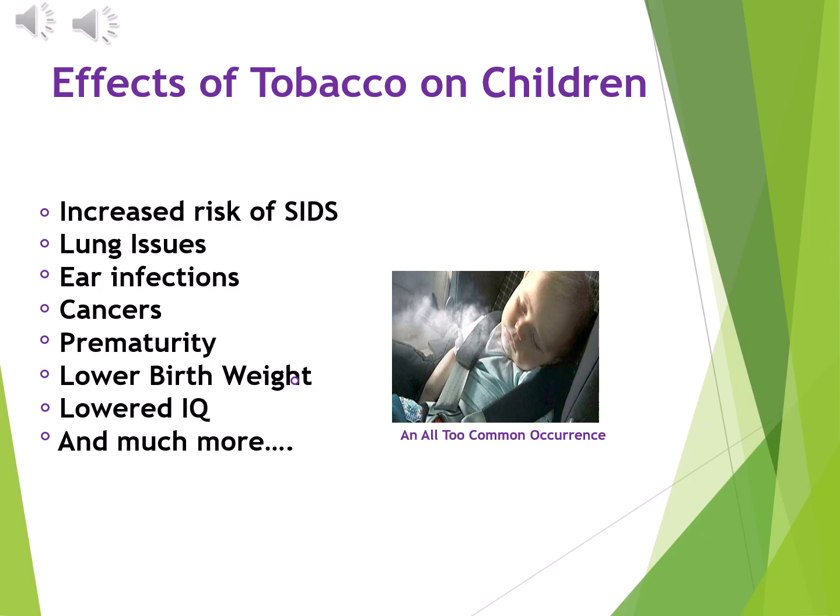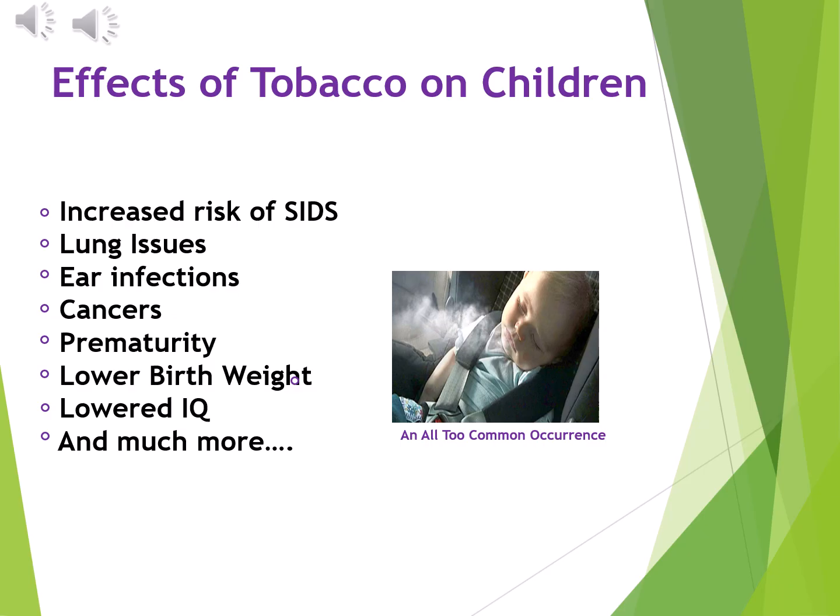Lung issues, definitely. 20% of American children have asthma. Tobacco exposure is a major cause. Ear infections are much more common in children that are regularly exposed to tobacco smoke. Cancers. Certain cancers are much more prevalent in the children of smokers. What a terrible thing to do to one's child.